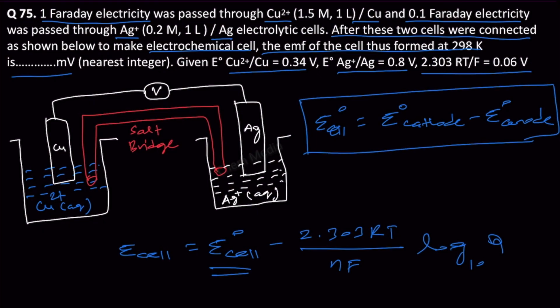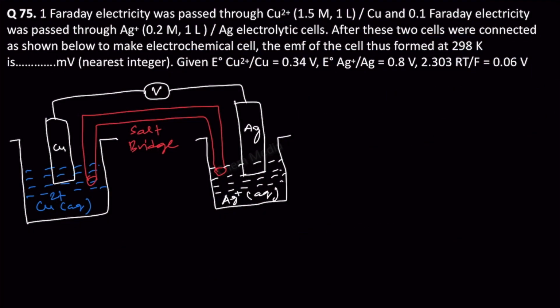This problem has two layers. First, we need to figure out the new concentrations, because the concentration of Cu2+ and the concentration of Ag+ is given, but they are initial concentrations. Once the electricity is being passed, the concentration of Cu2+ as well as the concentration of Ag+ is going to change. So we need to figure that out first before we apply those terms to the Nernst equation. So let us first find out the new concentrations.